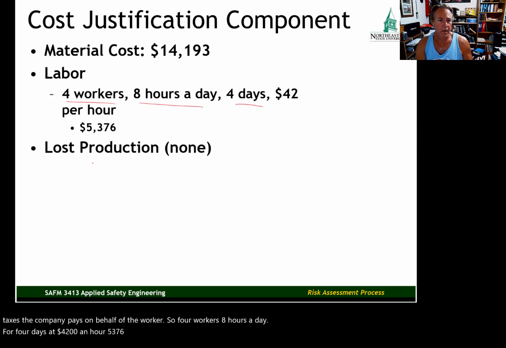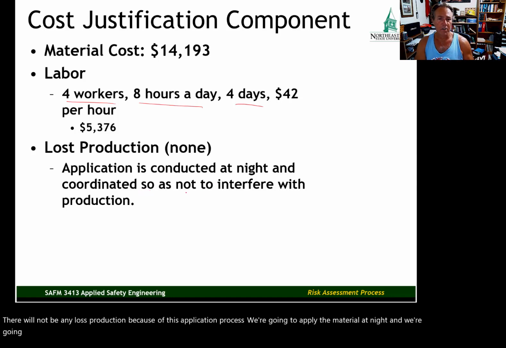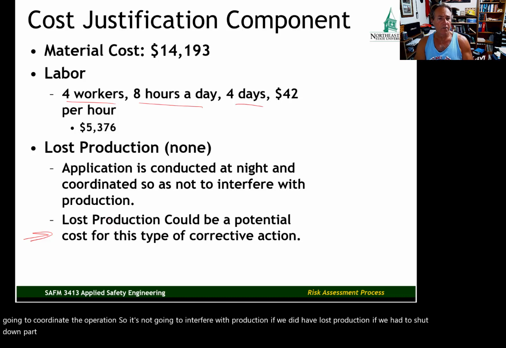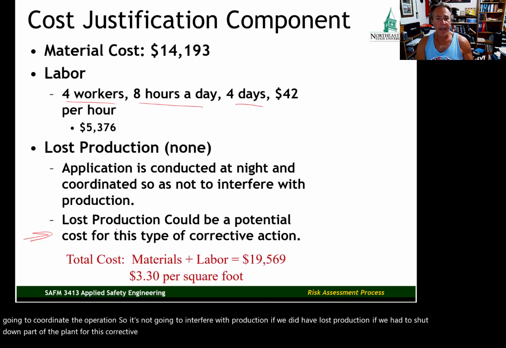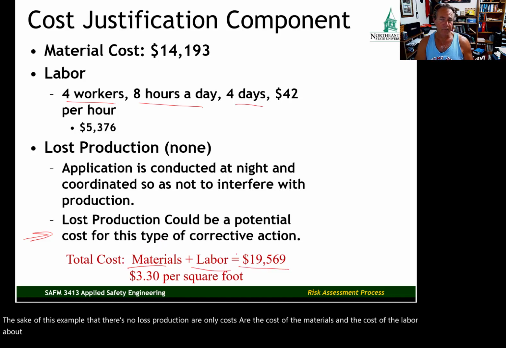$5,376 on labor. There will not be any lost production because of this application process. We're going to apply the material at night, and we're going to coordinate the operation so it's not going to interfere with production. If we did have lost production, if we had to shut down part of the plant for this corrective measure, then that's going to add to the cost. But we're going to assume, for the sake of this example, that there's no lost production. Our only costs are the cost of the materials and the cost of the labor, about $20,000, $19,569.